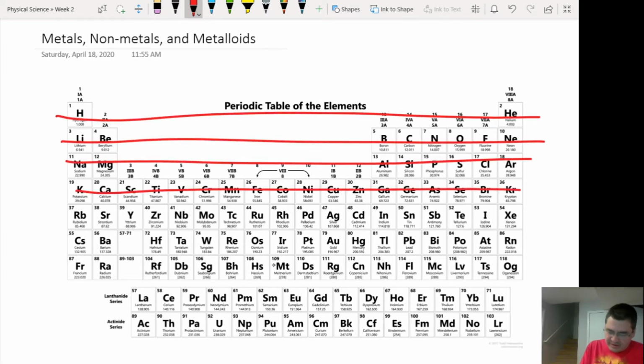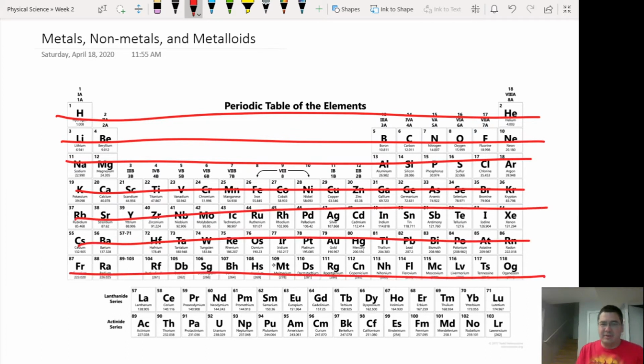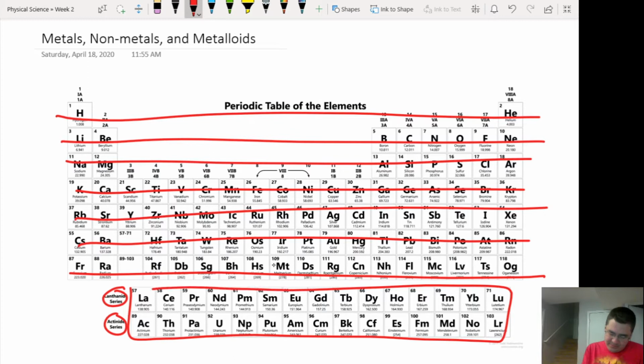So if I draw these out, there are 7 rows on the periodic table. So periods 1 through 7. The lanthanide and actinide block at the bottom, drawn on most periodic tables, is actually part of rows 6 and 7, so periods 6 and 7.